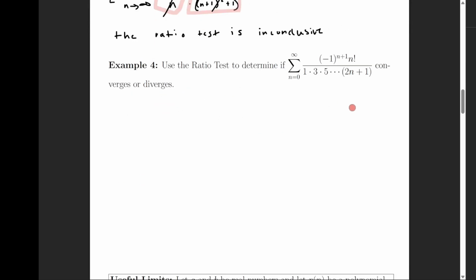Next one. Ooh, what the hell? Okay, use the ratio test. This I'm pretty sure is called a running product. Here, I'll write it out.